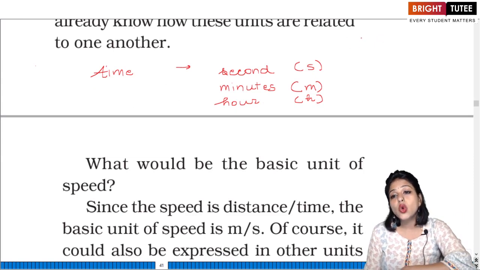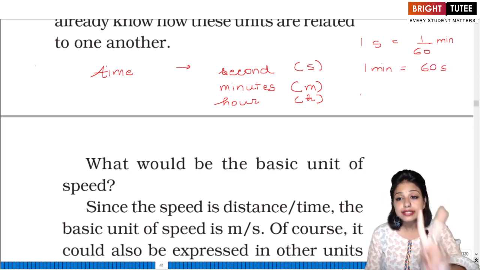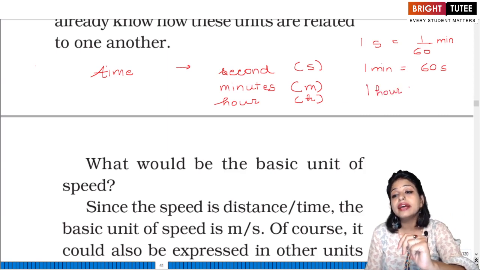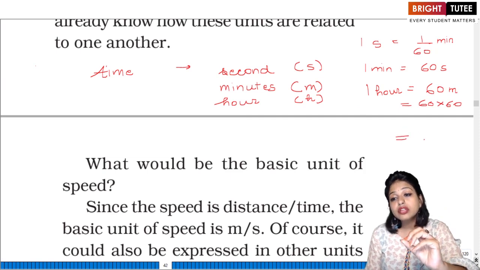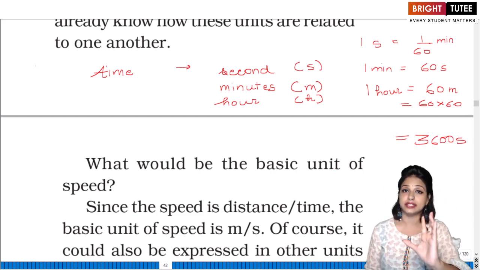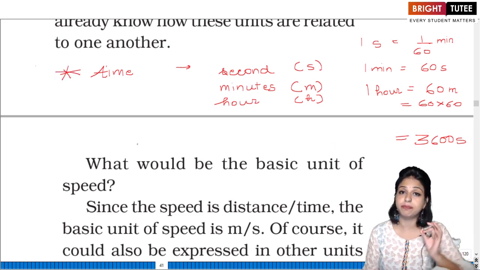We know, students, 1 second is 1 by 60 of a minute, or to give you a better sense, 1 minute is 60 seconds. So there are 60 seconds in 1 minute. 1 hour on the other hand is equal to 60 minutes. So if I have to convert 1 hour into seconds, it will be multiplied by 60 and the answer comes out to be 3600 seconds. So 1 hour has 3600 seconds. All of these are units of time, hence we can have a relationship between them.